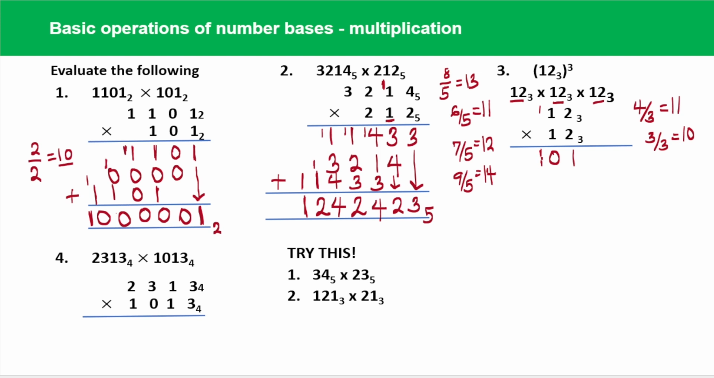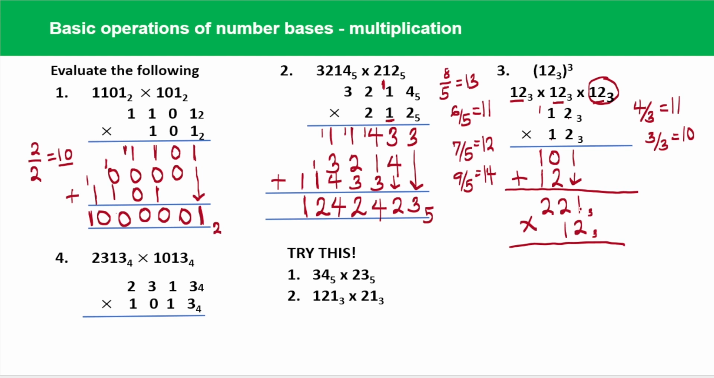Since there's nowhere to carry the 1, then we move to the next digit, which is 1. 1 times 2 will give us 2. 1 times 1 will give us 1. Then what do? We add at this point. 1 plus nothing, that is 1. 0 plus 2, that's 2. 1 plus 1, that is 2. So this is the result for 12 base 3 times 12 base 3. Then remember, there's one more to multiply with. So we multiply the result again by 1, 2 base 3.